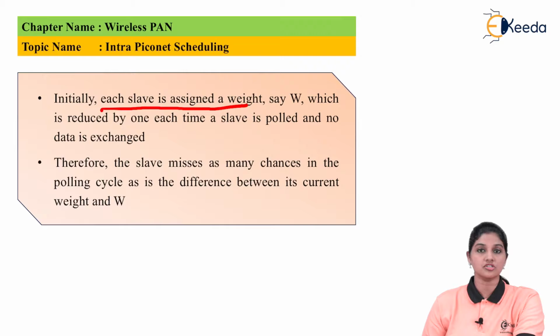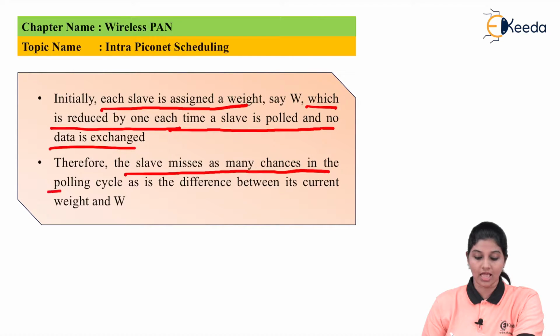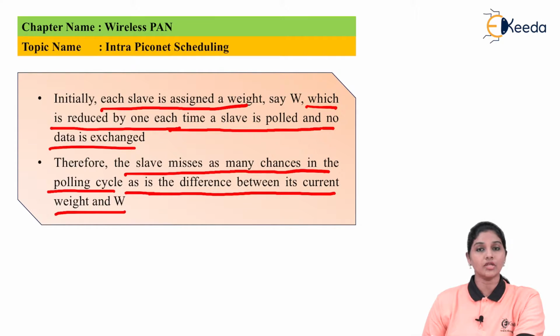For example, here we consider the weight value to be W, which is reduced by 1 each time a slave is polled and there is no data exchange. So every time the master scans the poll, after every regular scanning interval, the value of W is reduced by 1, and in this case no data exchange takes place. Therefore, the slave misses many chances in the polling cycle, as is the difference between its current weight and W. As the value of weight is reduced, the slave may miss many chances for data transfer after every regular interval of the scanning cycle.